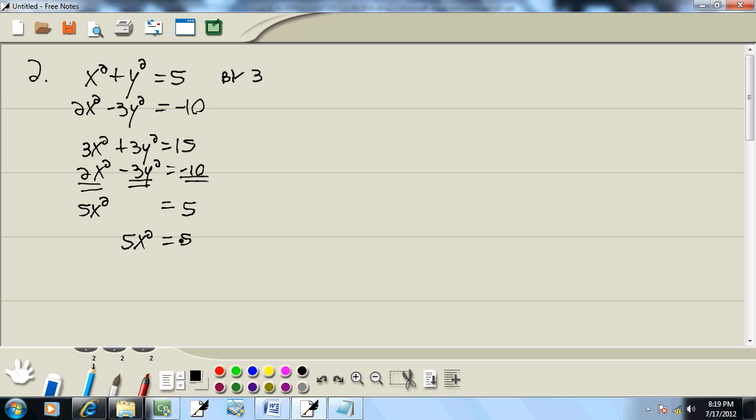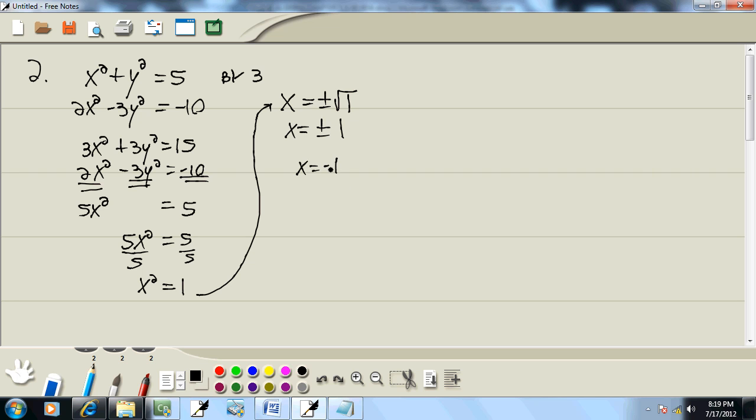And now we want to solve for x. So I'm going to divide both sides by 5. And we get x squared is equal to 1. Well, square root property. We drop off the squared and we put a plus or minus square root around the other side. And we'd get x is equal to plus or minus 1. We now take these values and we're going to plug them into either equation. First one looks a little bit easier.